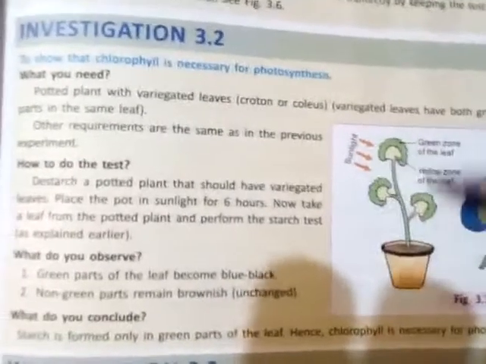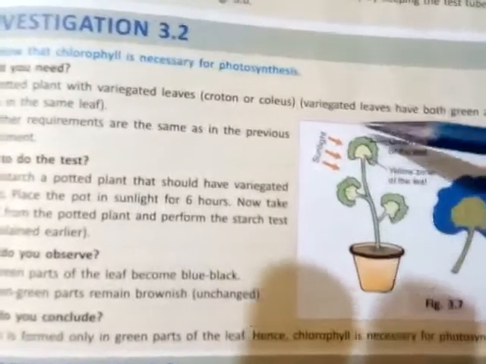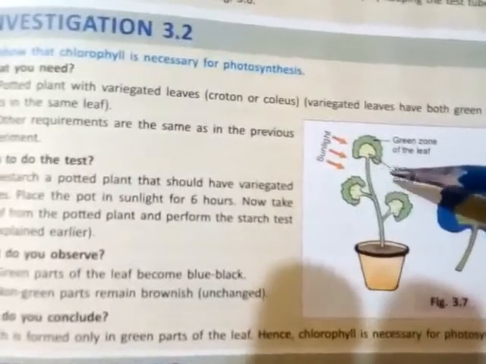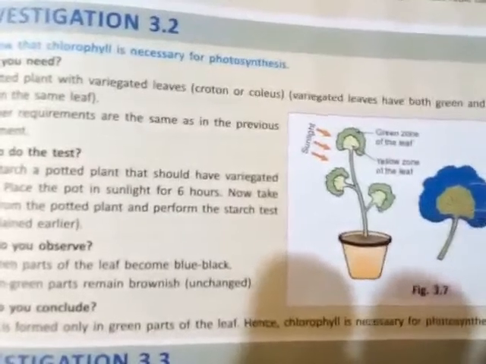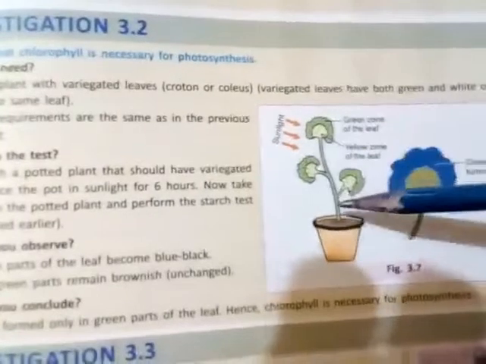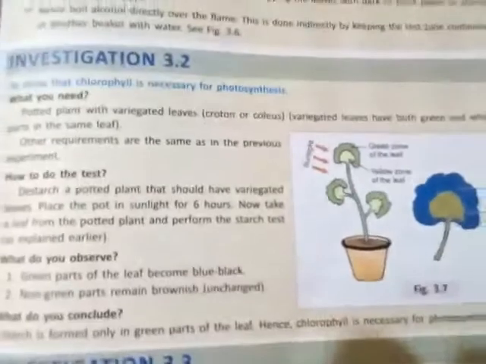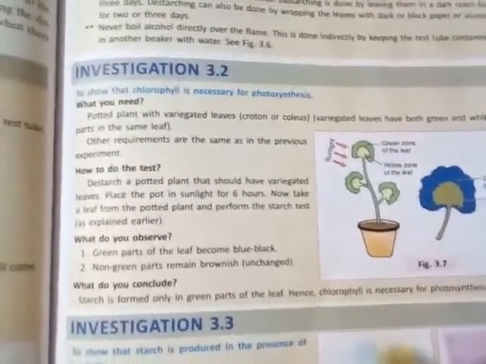this plant has been exposed to the sunlight, but in spite of the exposure to sunlight, starch is not formed. Why? Because there is no chlorophyll. So without chlorophyll, photosynthesis will not occur, just as without sunlight, photosynthesis will not occur. So that means our condition has been satisfied. And another thing is that carbon dioxide is also required.